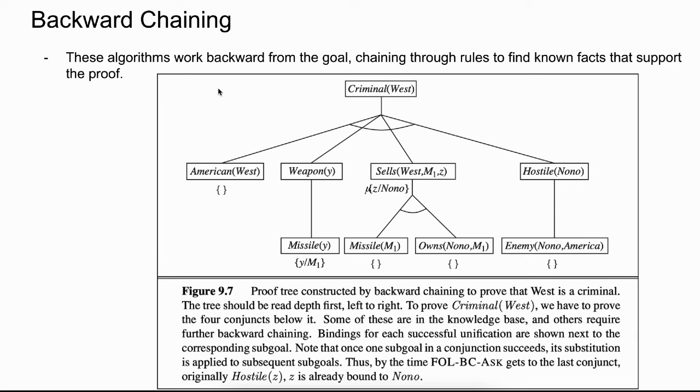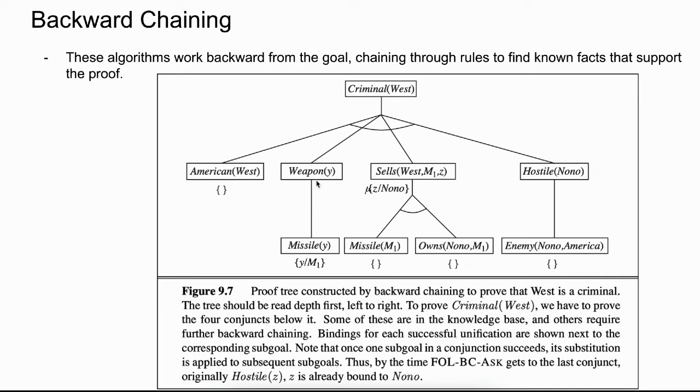Similarly, we have a related process called backward chaining, where instead of starting from the atomic sentences, we start from our desired conclusion, and then work backwards to see whether whatever is required for that conclusion to hold true is supported by the available information. Now I know from my law that if West is a criminal, then West must be an American, West must have sold some weapon Y to this country Z, and that country Z must be hostile.